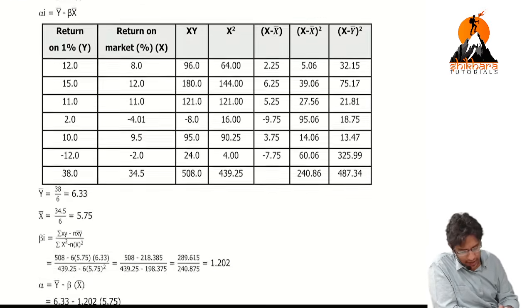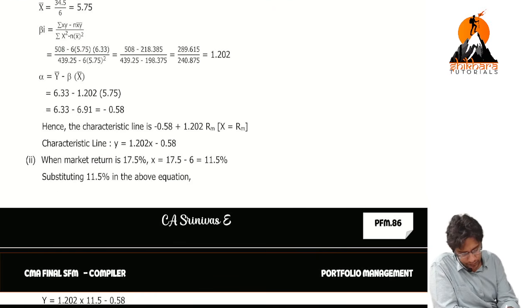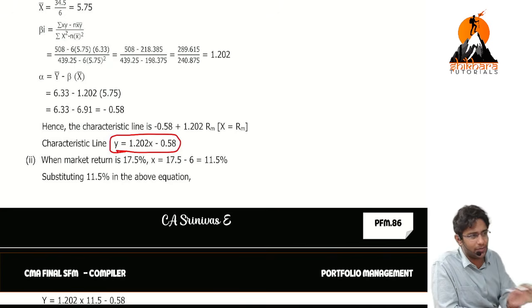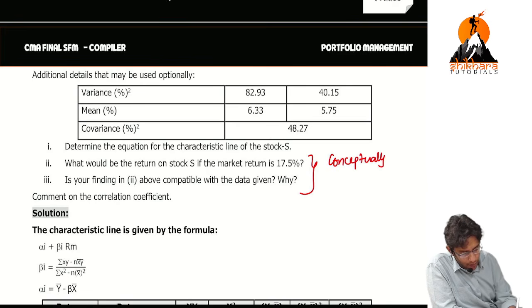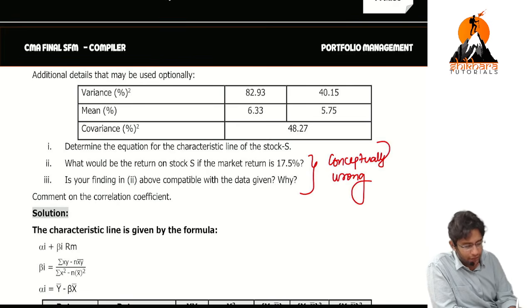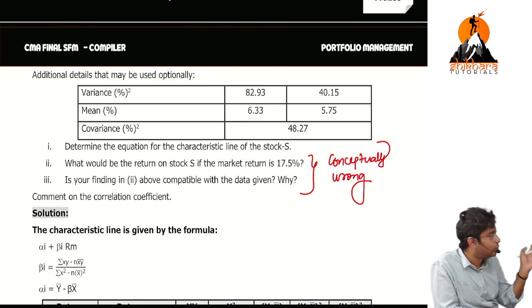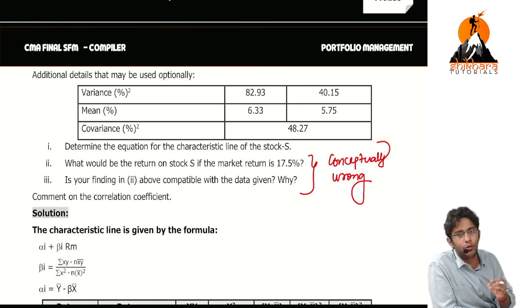Characteristic line. You can check the answer also. Same thing, no, sir: 1.202 x minus 0.58. Y is the security return, x is the market return. Same formula, same answer. But the second and third parts are conceptually wrong. The fellow who copied this question could have copied it as it is, but he applied his own mind in between.